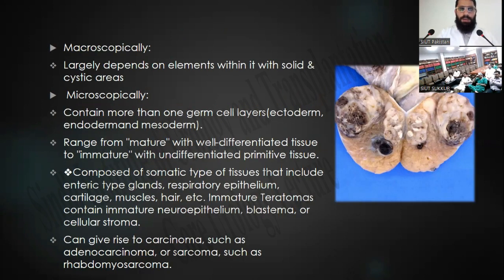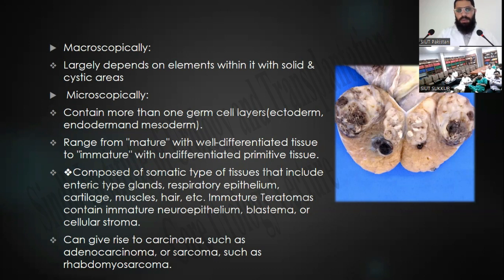Macroscopically, they appear depending largely on elements within them, with solid and cystic areas, and microscopically contain more than one germ cell layer: ectoderm, endoderm, or mesoderm. These range from mature with well differentiated tissue to immature with undifferentiated primitive tissues. These are composed of somatic types of tissues that include enteric type glands, respiratory epithelium, cartilage, muscles, hair, etc.